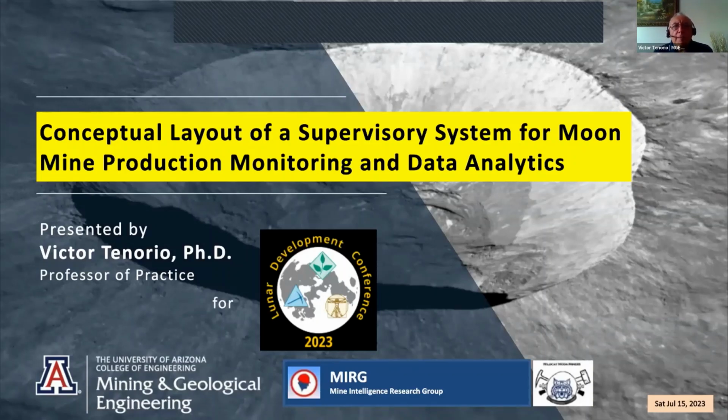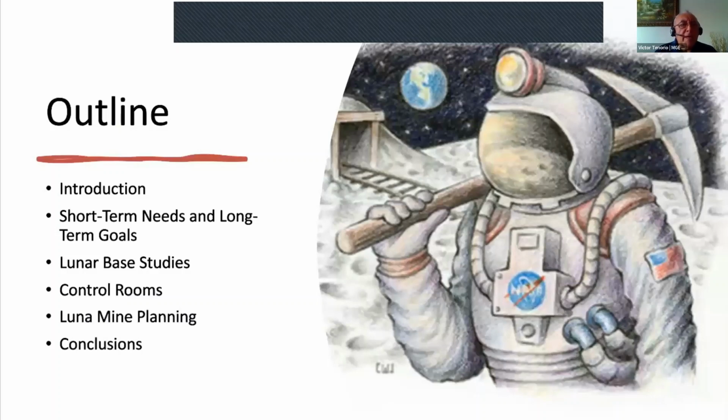I'm going to talk about basically control rooms, or what types of control rooms we are expecting to find on our journey to the moon. Most of them focus on mine production, but in general, on all the logistics that settling on the moon, or moving from the Earth to the moon gradually, represents. Okay, so we'll start. This is a very short outline. I will be covering a little bit of the requirements of the things that are needed for supervising our operations on the moon.